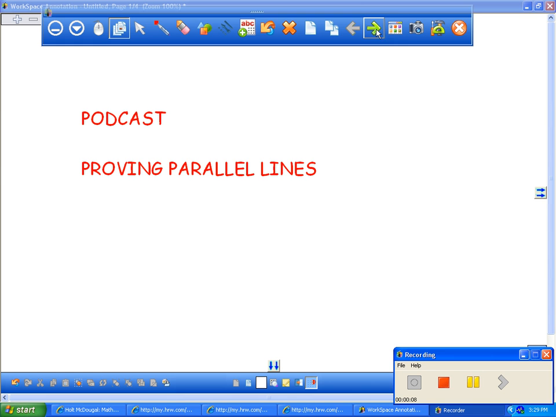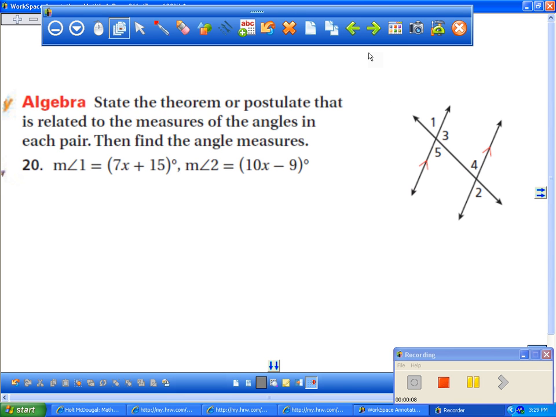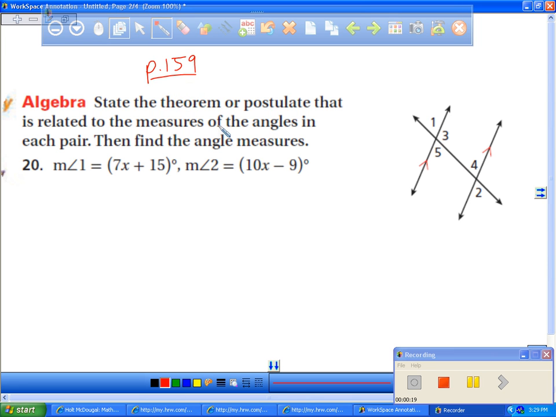Most of this is going to come from the textbook, from page 159 or thereabouts. Let's look at number 20. It says, state the theorem or postulate that is related to the measures of the angles in each pair, and then find the angle measures.